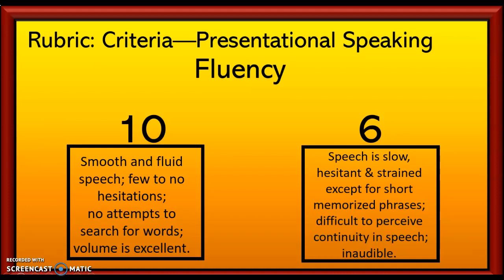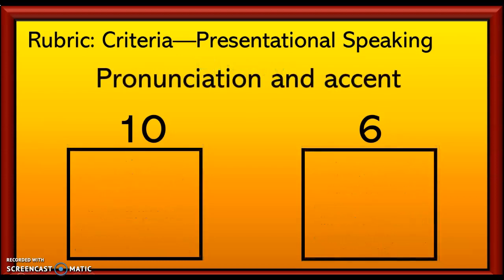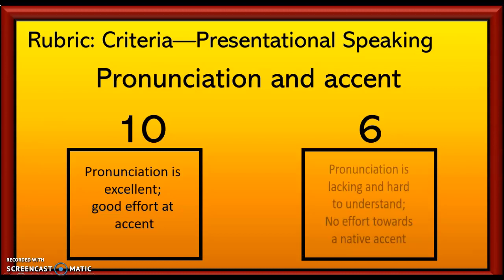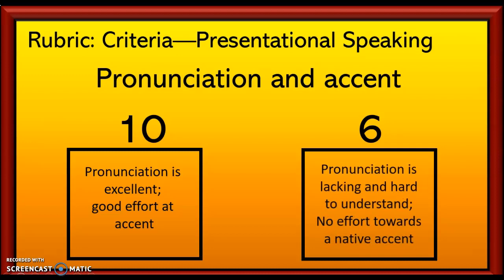And the lowest grade on this would be a 6, and this would be where the speech is slow, hesitant, and strained, except for short memorized phrases, difficult to perceive continuity in speech, and inaudible. So make sure that I can hear what you're saying. Then the second thing we're going to grade on for this part of the assessment is your pronunciation and your accent. A 10 would be pronunciation is excellent, good effort at accent, and a 6 would be pronunciation is lacking and hard to understand, no effort towards a native accent.